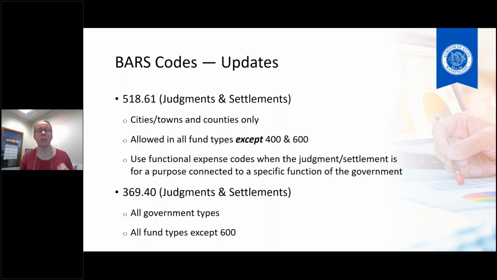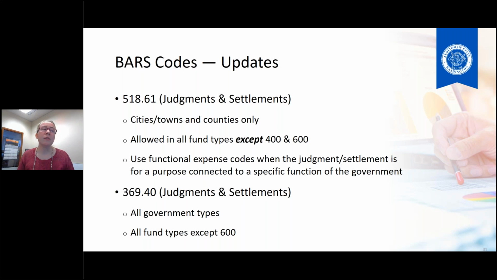Since this is a general purpose code, it is only available for our cities, towns, and counties. So if you are a special purpose district that needs to pay a judgment or settlement, you would still use your functional code for that expense. Same with our cities, towns, and counties that need to record a judgment and settlement in their enterprise funds. They would use the functional code for their enterprise.